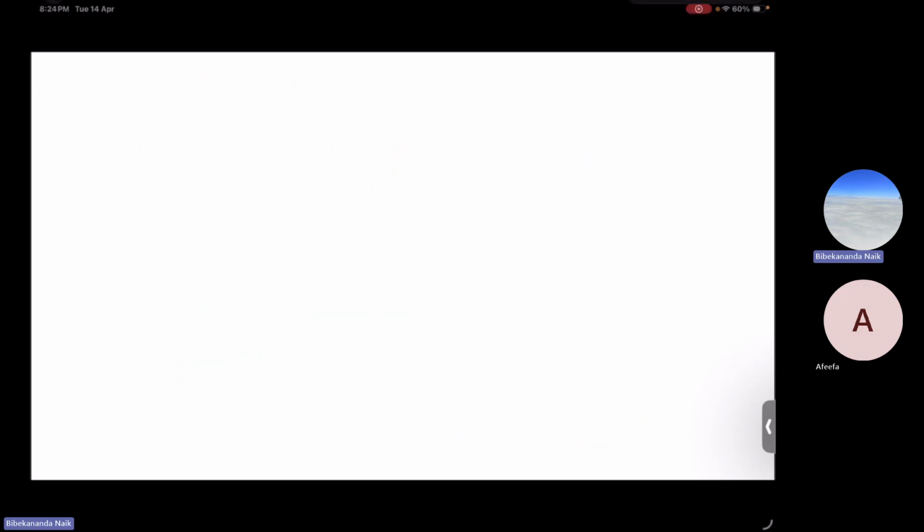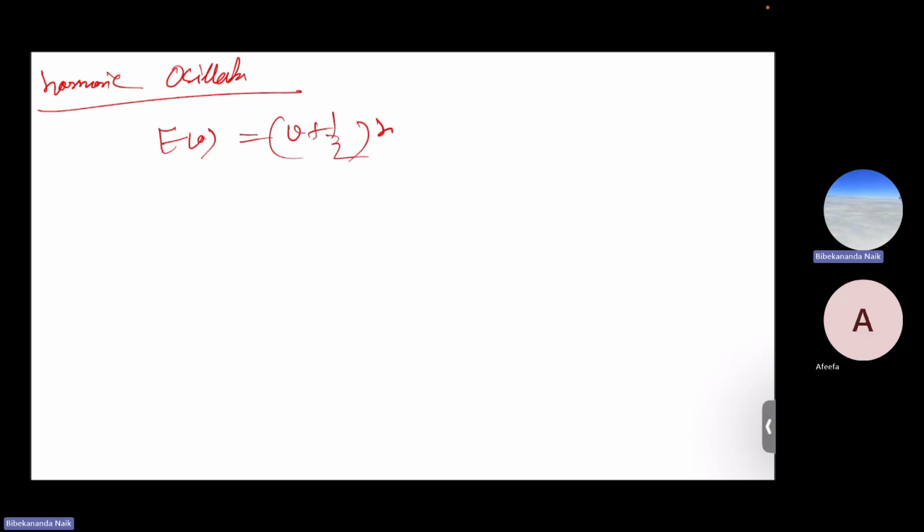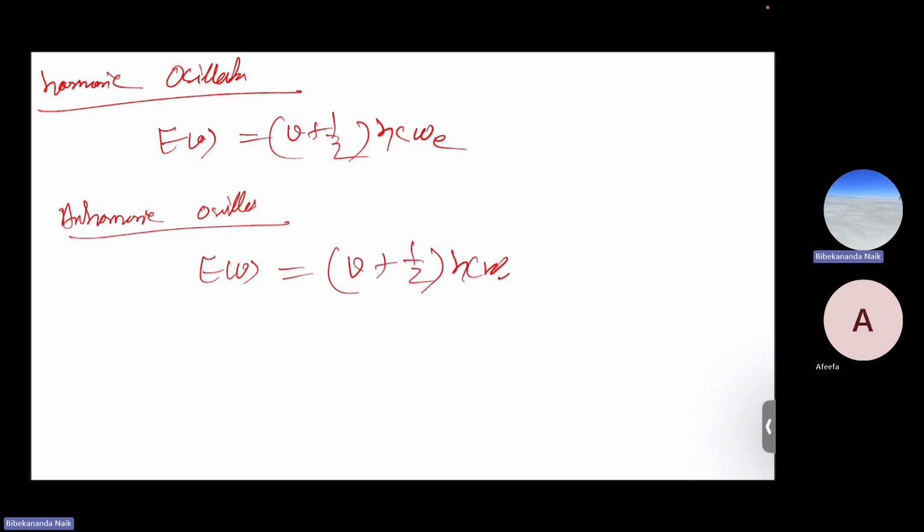So in case of harmonic oscillator, the energy level is given by (v plus half) h c omega e, but in case of anharmonic oscillator, the levels are given by E_v equals (v plus half) h c omega e minus (v plus half) square h c omega e x_e, where omega e x_e is called anharmonicity and x_e is called the anharmonicity constant.